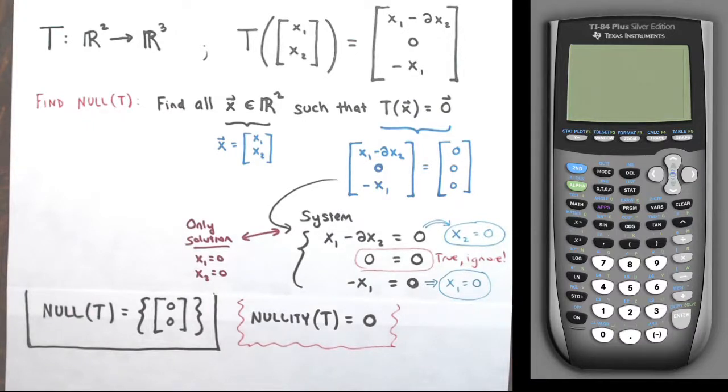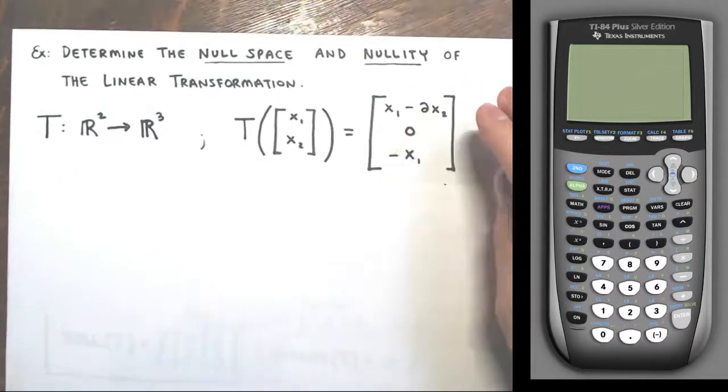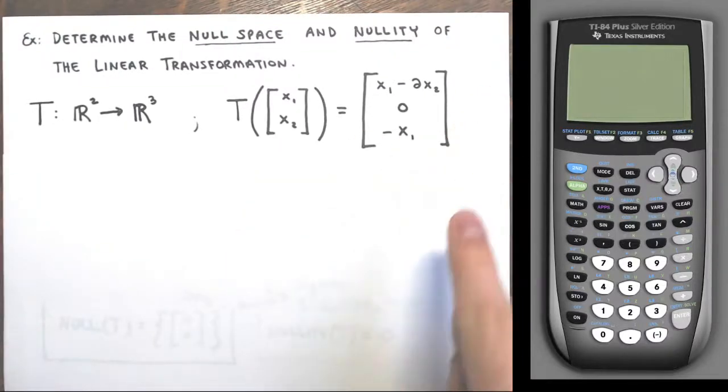Another way to find the null space and the nullity of a linear transformation is to write it as a matrix transformation, and then find the corresponding null space and nullity of the standard matrix. So just keep this in mind. We're going to get the same results again, just a different way. So, same transformation from R2 to R3, described this way.